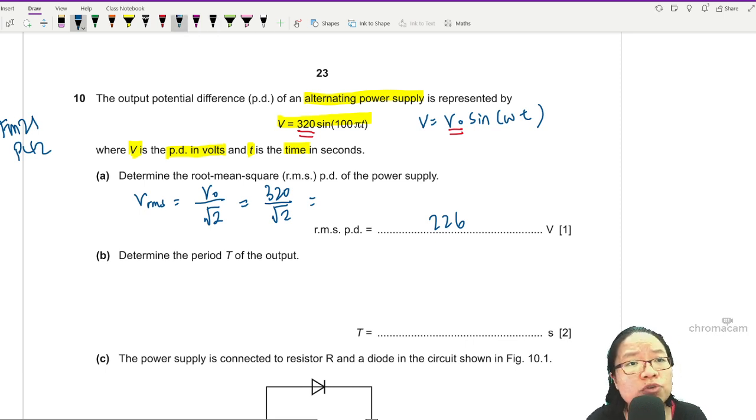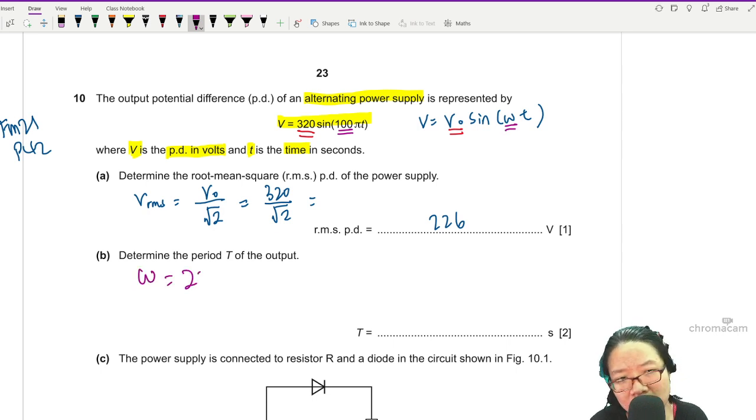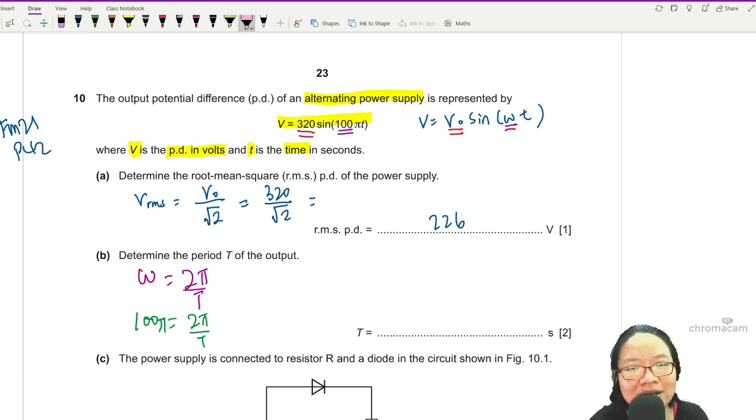If you want to find period, you will take omega, because omega is 2 pi over T. Do we have omega? Omega is 100, no, not 100, sorry. 100 pi, the whole thing. 100 pi is omega.